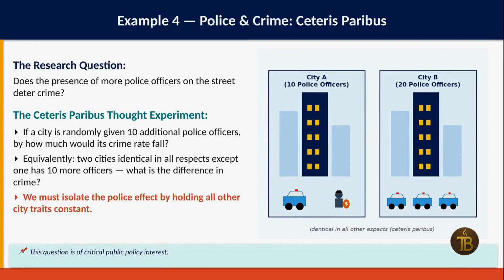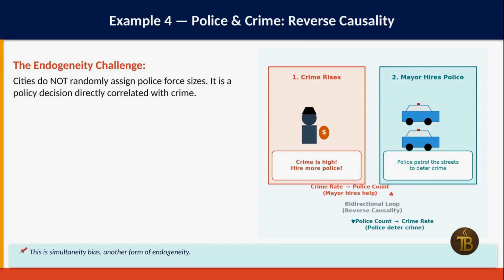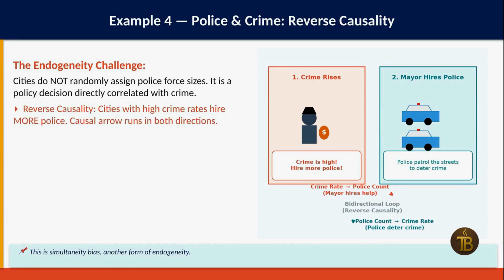To answer that, we need to isolate the effect of policing by holding every other characteristic of the city fixed. Cities don't randomly assign their police force size. It's a policy decision that's directly correlated with the crime rate itself. This introduces a different form of endogeneity, simultaneity bias. Cities with high crime rates tend to hire more police. So the causal arrow can run in both directions at once.